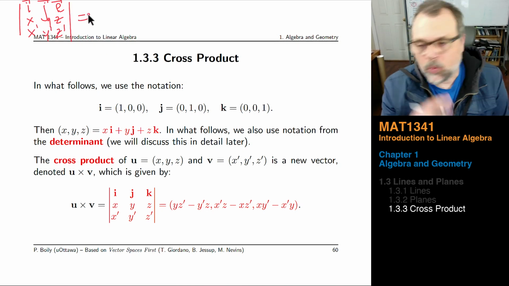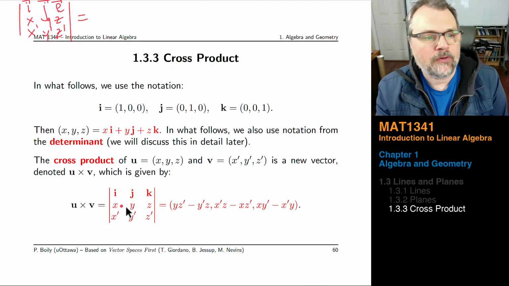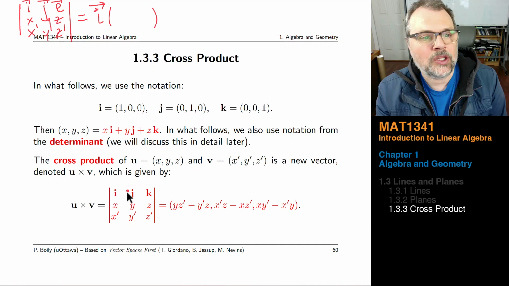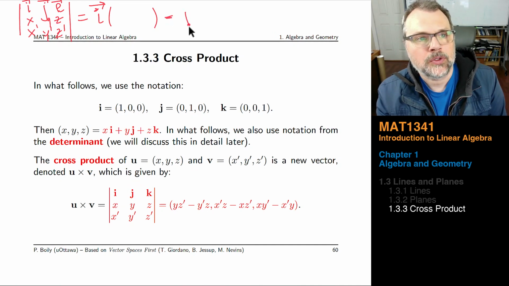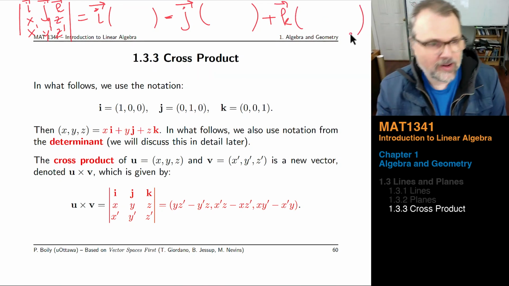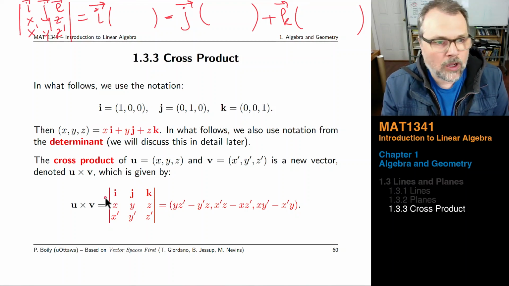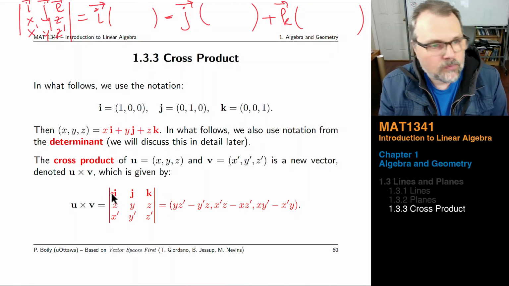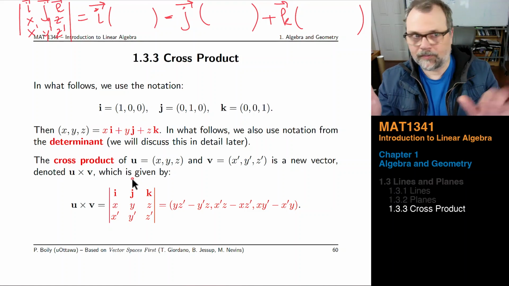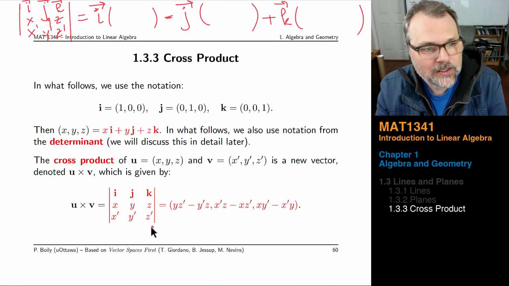It works this way. You start with the first entry in the first row, which in this case would be an i. So you'll have i times something. And then you subtract the second one, so minus j times something. And then you add the third one, so that's k times something. So the first thing to remember, you go along the first row, and you're going to have plus i minus j plus k. So alternate plus, minus, plus. Okay. What is the rest that goes in here?